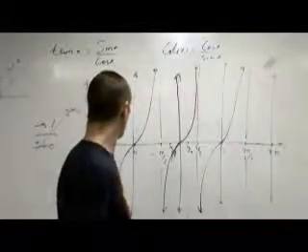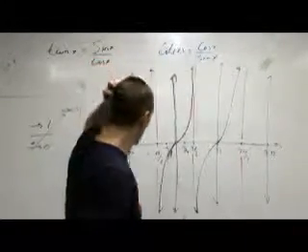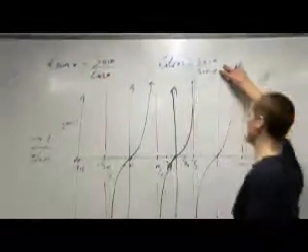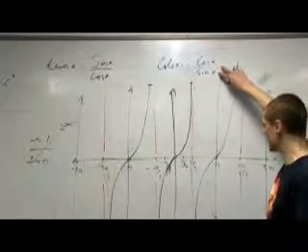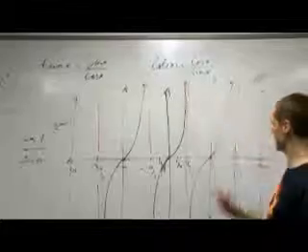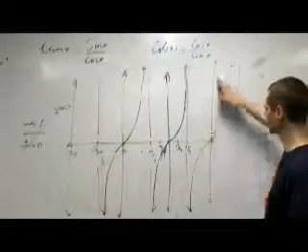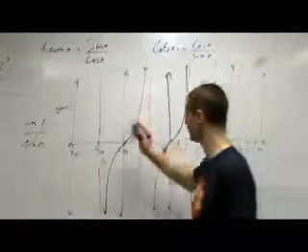Okay, so let's think about this now. So we know that when sine is zero, we are dividing by zero, and we can't do this, so it must be that everywhere where sine is zero, we have asymptotes here, and I've drawn them in blue.